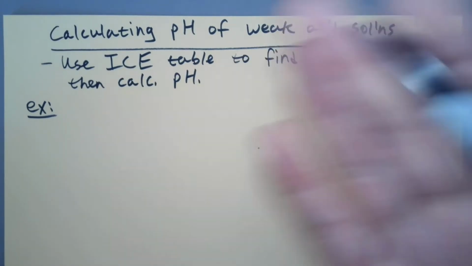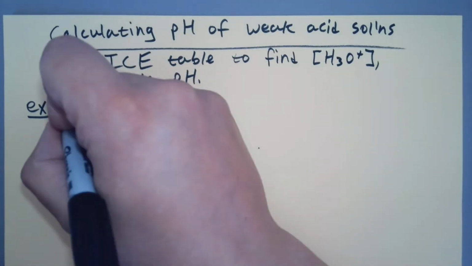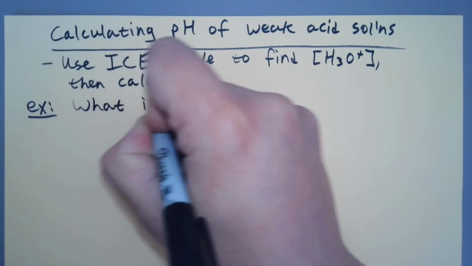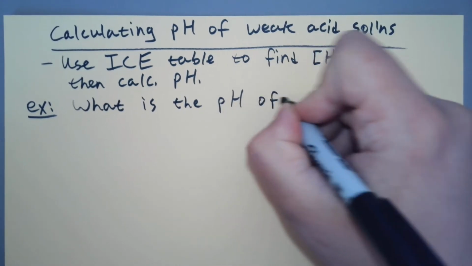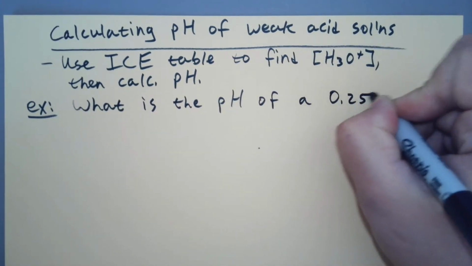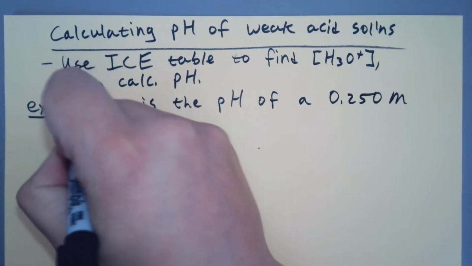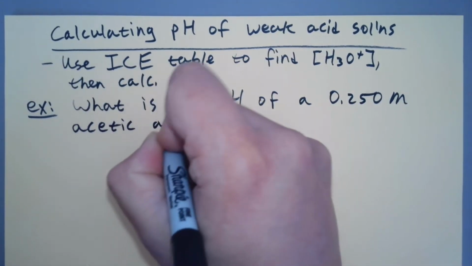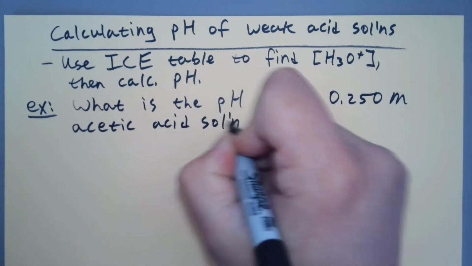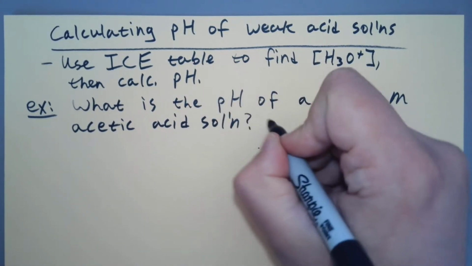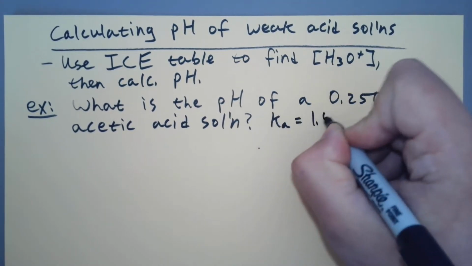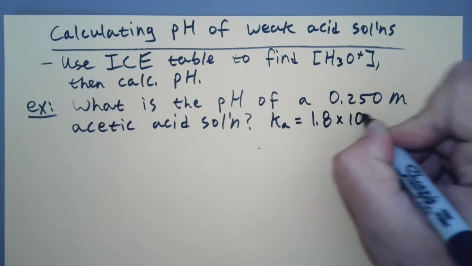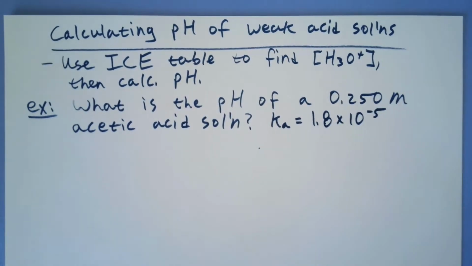Alright, so first off, you have to have a question, right? We've got to answer a question. So, what is the pH of a 0.250 molar acetic acid solution? Okay, well, also, Ka is given to us: 1.8 times 10 to the minus 5. That's everything we need to solve this problem.